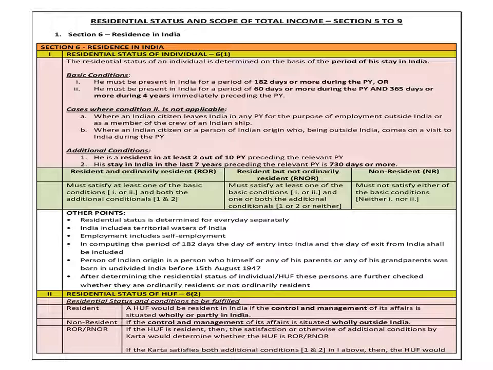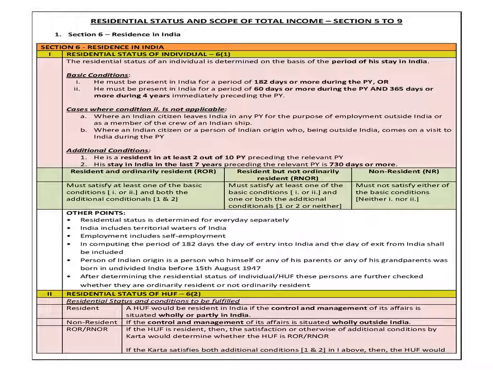Now, what are the points which you have to remember? Residential status is determined for every day separately. India includes the territorial waters of India. What are territorial waters? It extends to 200 nautical miles from the border of India to the sea level. Employment includes self-employment also.